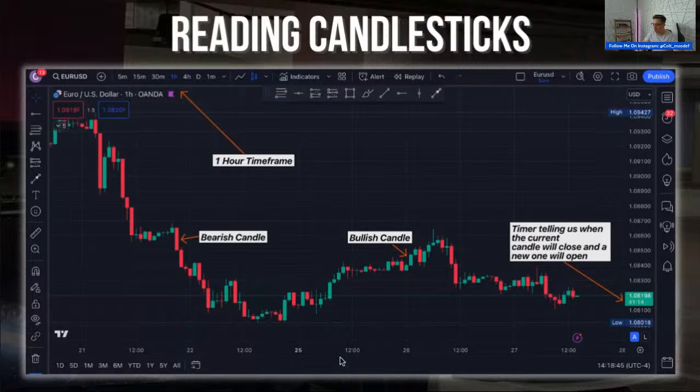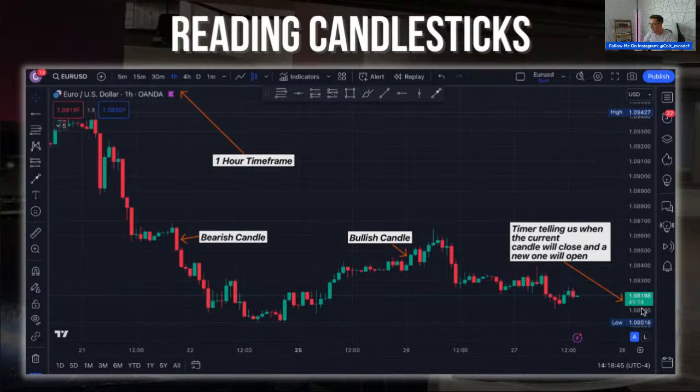And you can see on the bottom of the chart, it says 21, 22, 25, 26, 27. These are different days. So this is in the month of March. We can see all the way from March 21st, the market started to drop on Euro USD. We can see the red candles, like I mentioned a second ago. These are bearish candles. Bearish candles are going down. Then we can see the green candles right here. These are bullish candles. Bullish candles are going up.